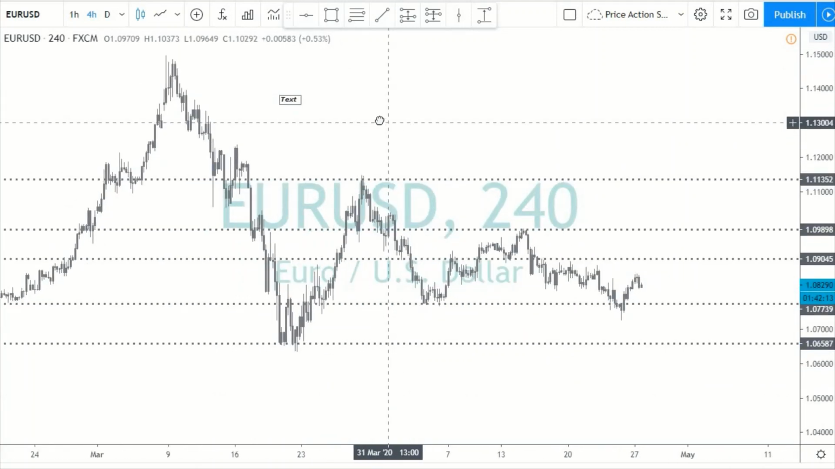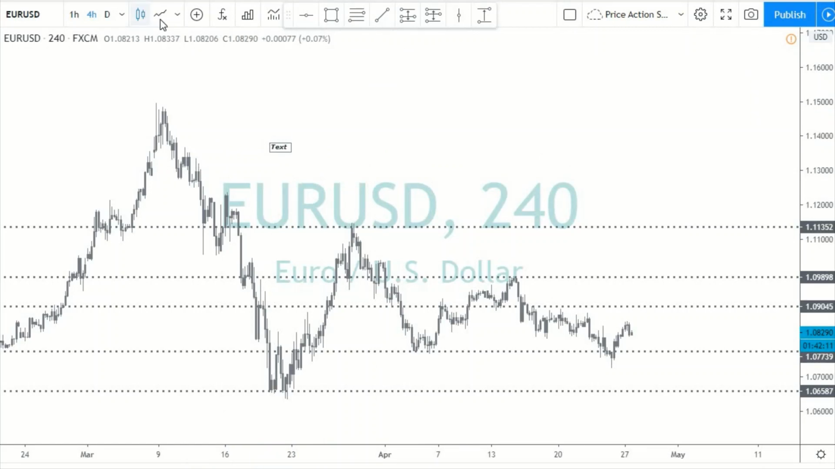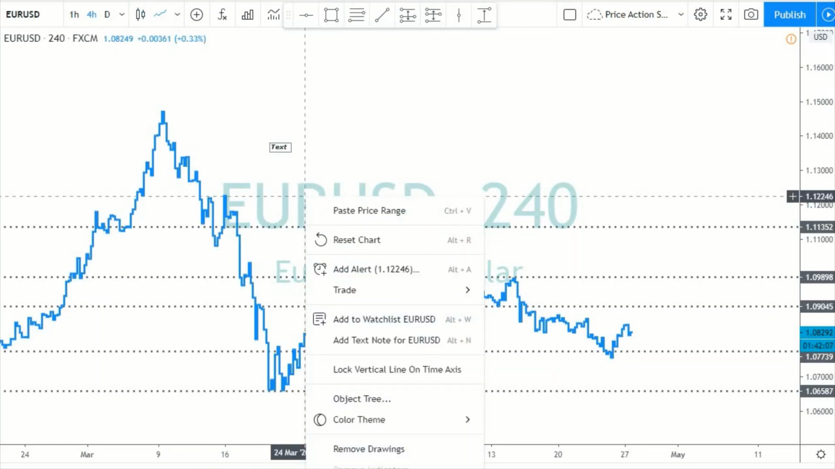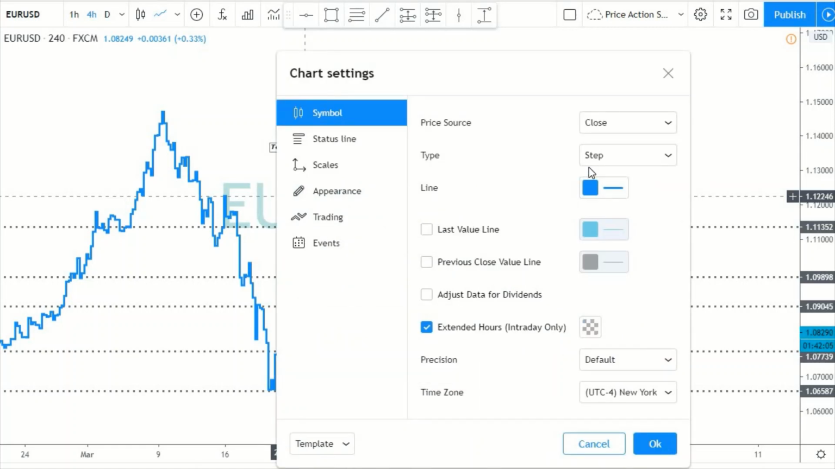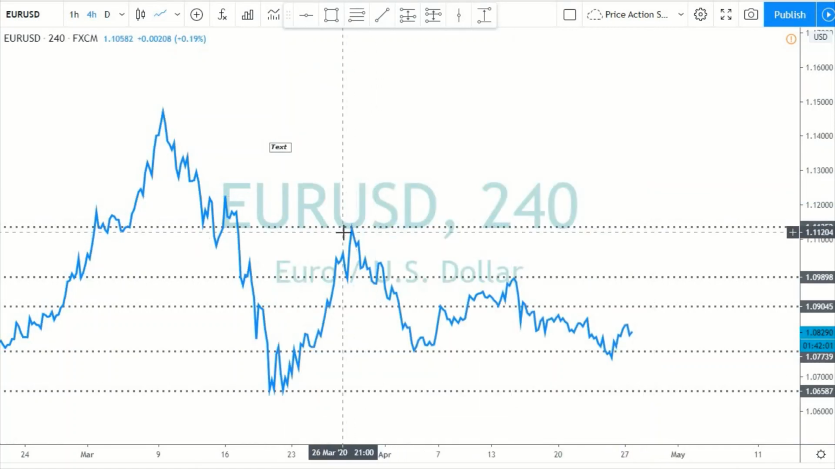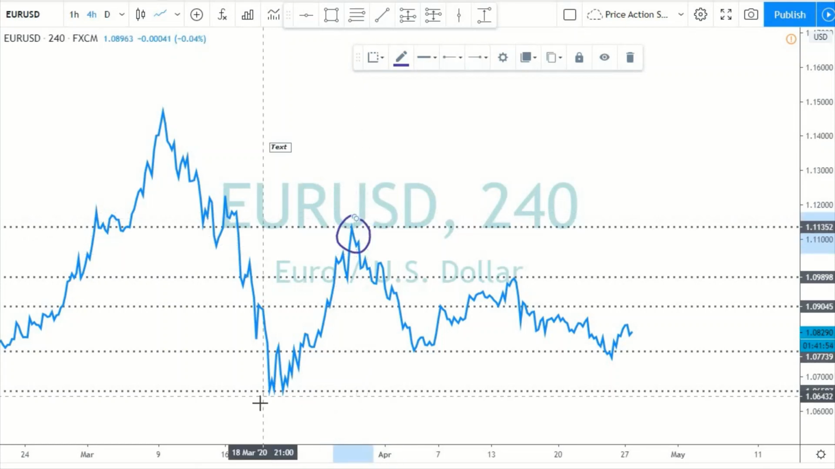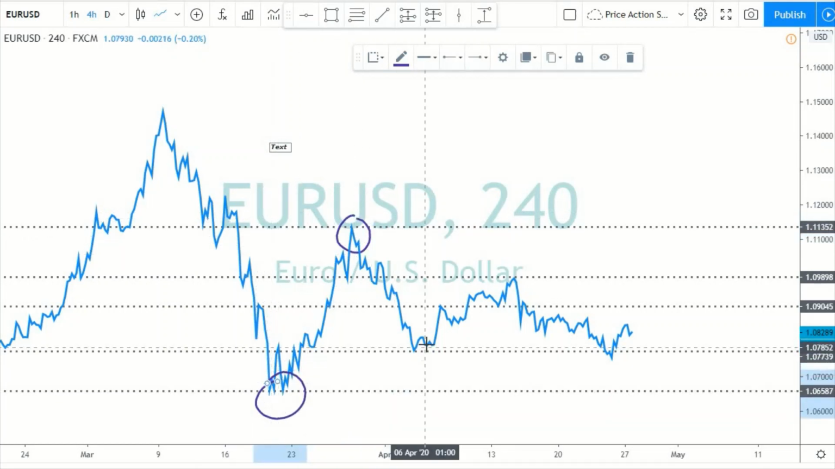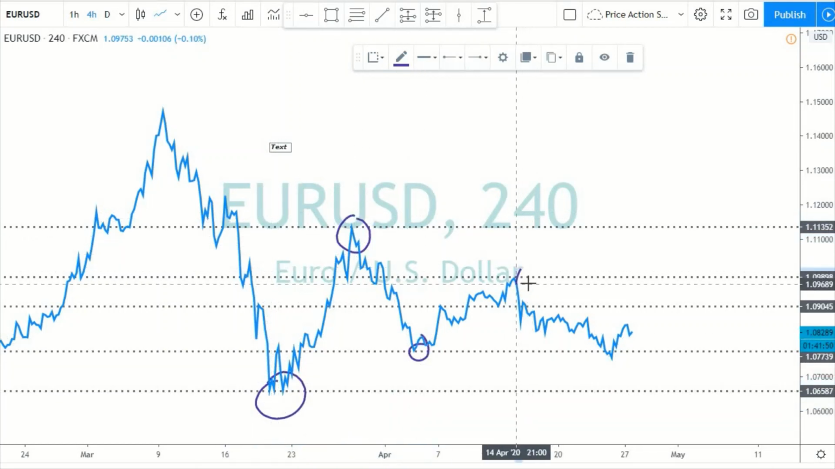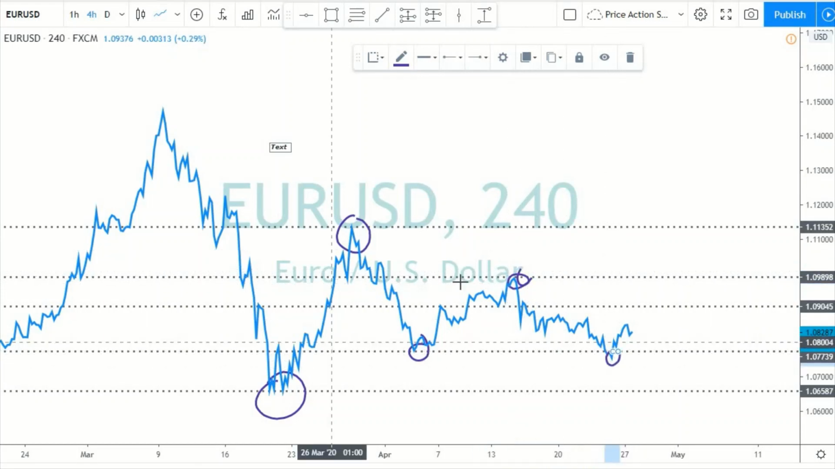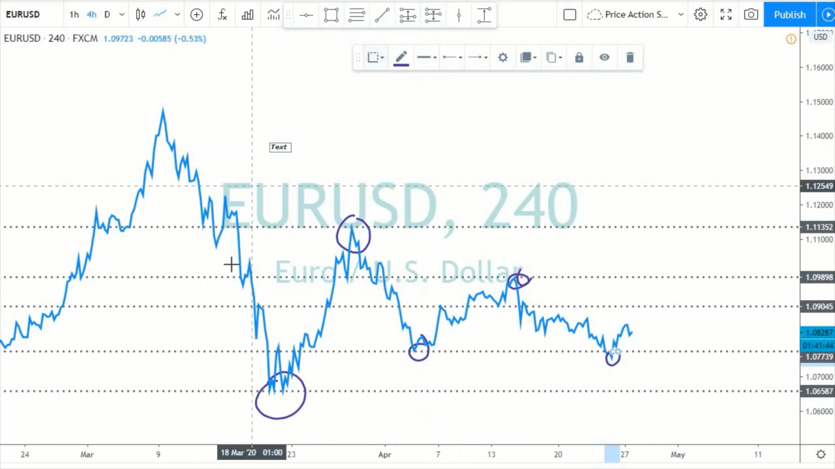So just to recap, you go to the line chart. You can also use the line chart itself without having to change the type to step. You can use where it becomes like a point. You can just mark right here, right here, right here, right here, and right here. So those are the best ways you can draw support and resistance.